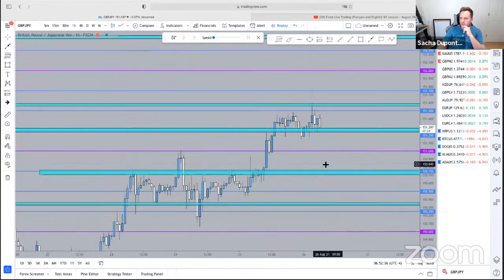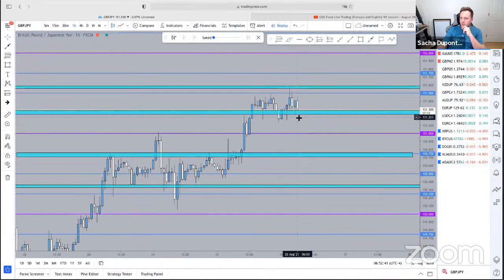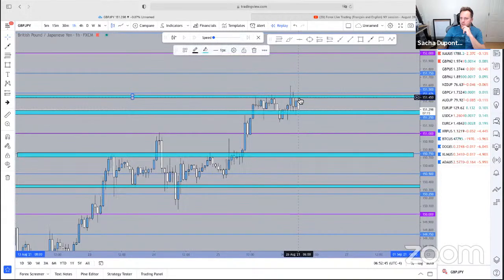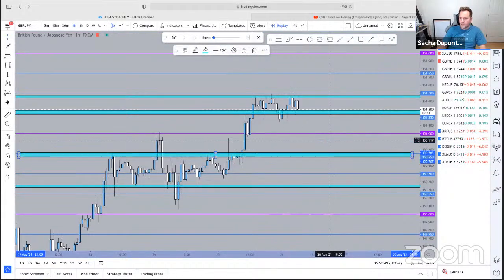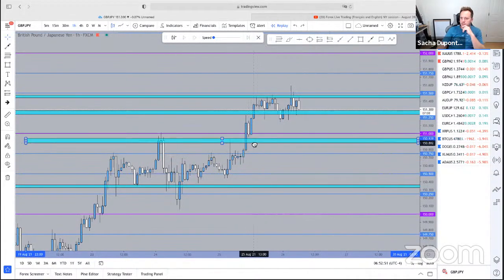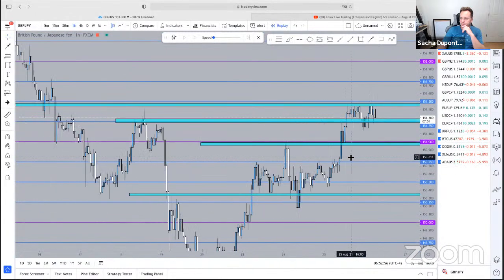Now looking at H1, we can adjust our zone a little bit. H1 is just rangy, right? So let's adjust this right here. We're just ranging in this area. So now we can move this to here. And here we go.